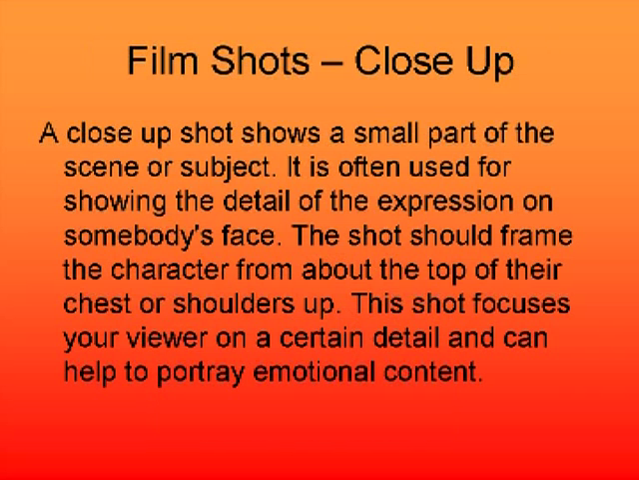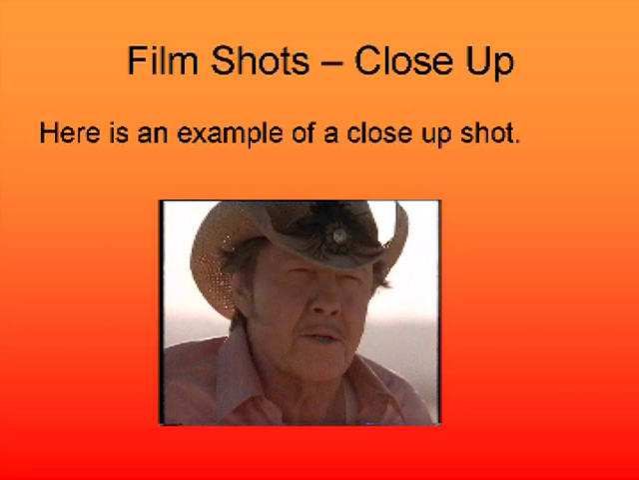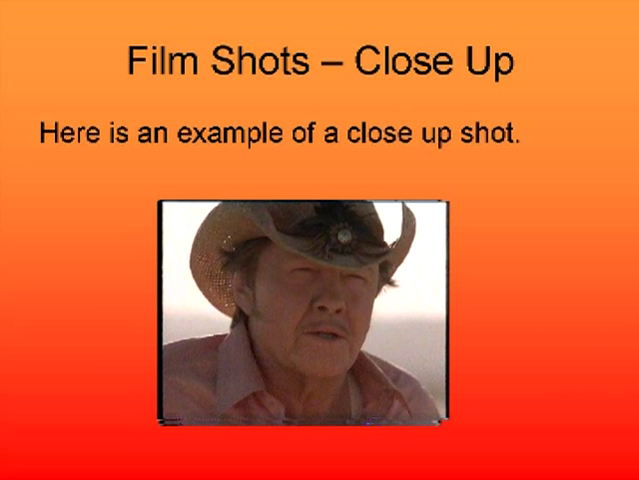Close-up. A close-up shot shows a small part of the scene or subject. It is often used for showing the detail of the expression on somebody's face. The shot should frame the character from about the top of their chest or shoulders up. This shot focuses your viewer on a certain detail and can help to portray emotional content. The diagram below shows how the camera is set up in relation to the scene to record a close-up shot. Here is an example of a close-up shot.